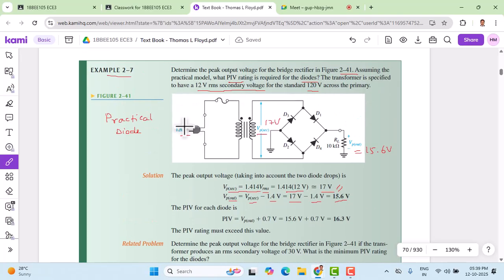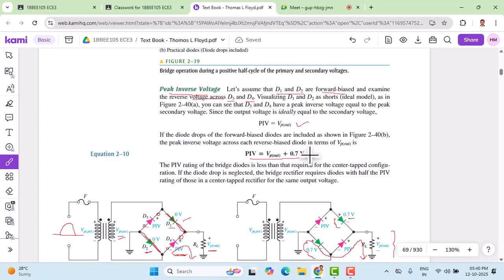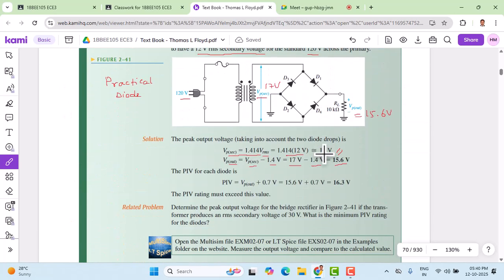Okay, next we need to calculate the peak inverse voltage of the diode, as we have just shown the formula. So peak inverse voltage is VP out plus 0.7. This is for the practical diode model. So let us apply that. VP out plus 0.7, that is the formula. VP out is 15.6, and 0.7 is going to be the diode drop. That gives me 16.3 volts as the peak inverse voltage.